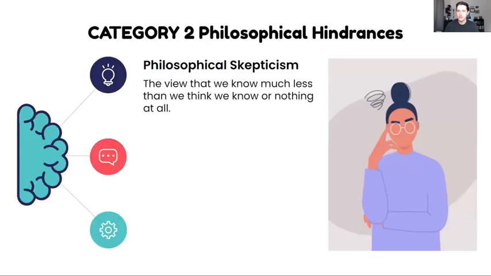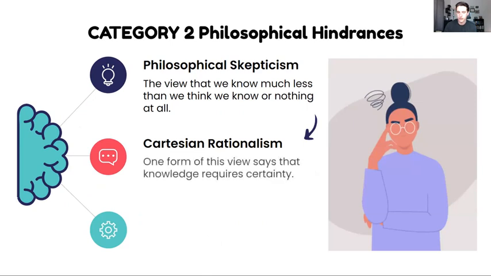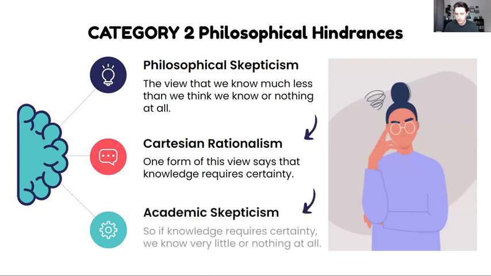The other problem, which is, I would say, less popular than perhaps it used to be, is philosophical skepticism. And this is the view that we know much less than we think we know, or nothing at all. One form of this view says that knowledge requires certainty. This goes back to some earlier views in early modern philosophy, or perhaps academic skepticism. This is the view that knowledge requires certainty, so we either know very little or nothing at all.